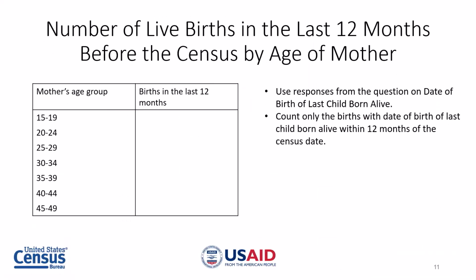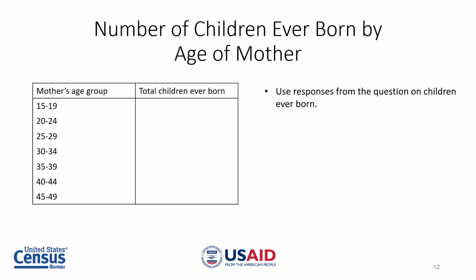For the number of live births, you can use responses from the question on the date of birth of last child born alive. Tabulate only the births with the date of last child born alive within 12 months of the census date. We also need a tabulation of the number of children ever born by age of mother. Use responses from the questions on children ever born by sons and daughters to tabulate the total children ever born. If the census also asked questions about the children surviving and children died, it is a good idea to do a quick check to make sure that the totals add up.